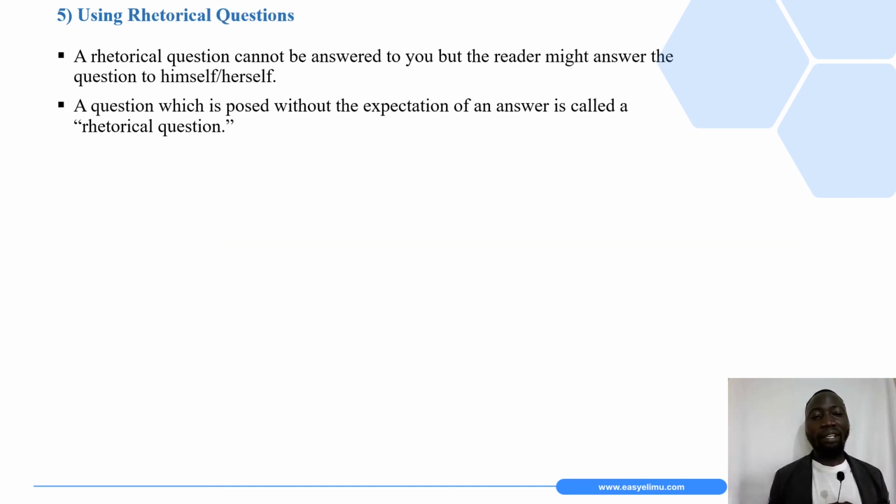The last device that you can also use to develop our paragraph is using a rhetorical question. So what is a rhetorical question? A rhetorical question is a question that cannot be answered to you, but the reader might answer the question to himself or herself. So a question is posed without the expectation of an answer. When that happens, that is what we call a rhetorical question.